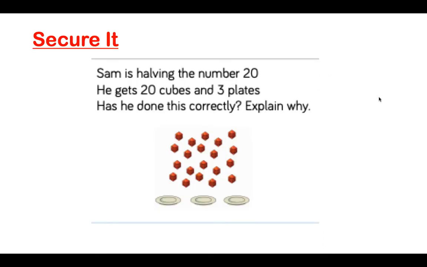Okay, so our secure it is: Sam is halving the number 20. He gets 20 cubes, so we started with this whole number. He starts with 20 and 3 plates to split them up into. Has he done this correctly? And explain why. Okay, so pause your screen and have a go at answering that one for me.